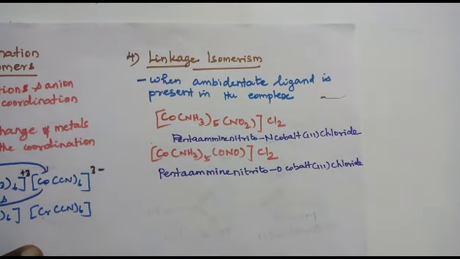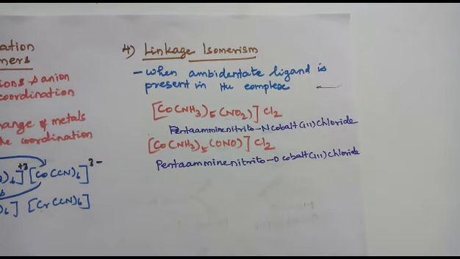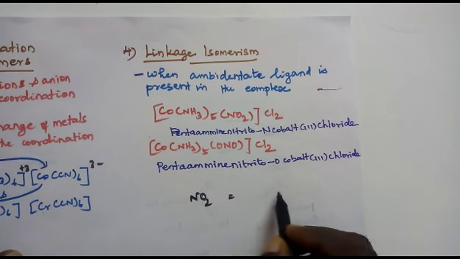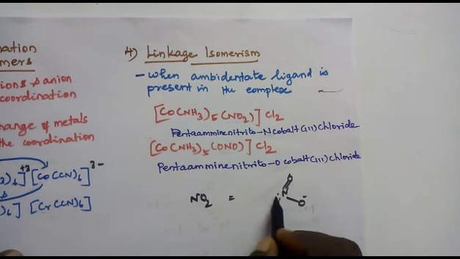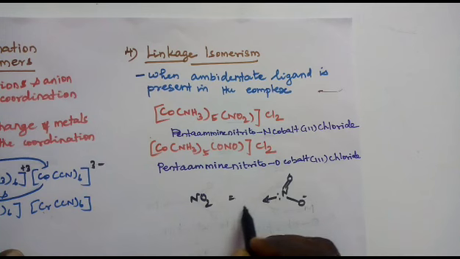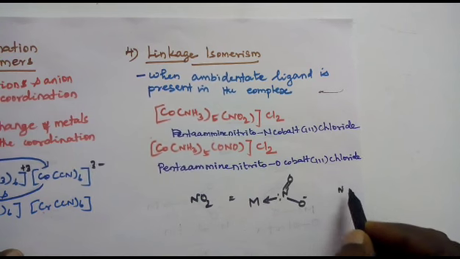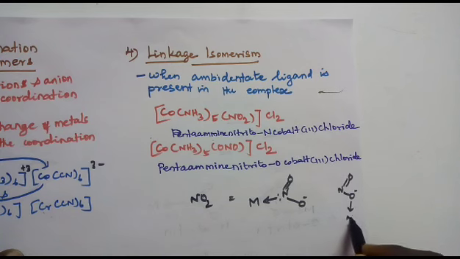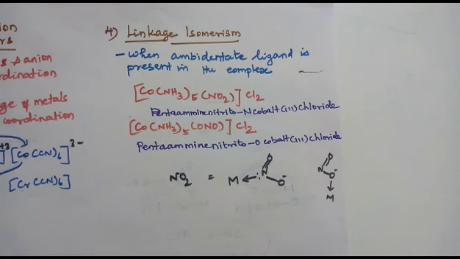Look at this, linkage isomerism. Linkage isomerism is observed when an ambidentate ligand is present in the complex. What is an ambidentate ligand? Take for example nitro, which we can also call nitrito. This ligand can coordinate with the metal through nitrogen, otherwise it can coordinate with the metal through oxygen. So the same ligand has 2 coordinating sites. That is why it is called an ambidentate ligand.